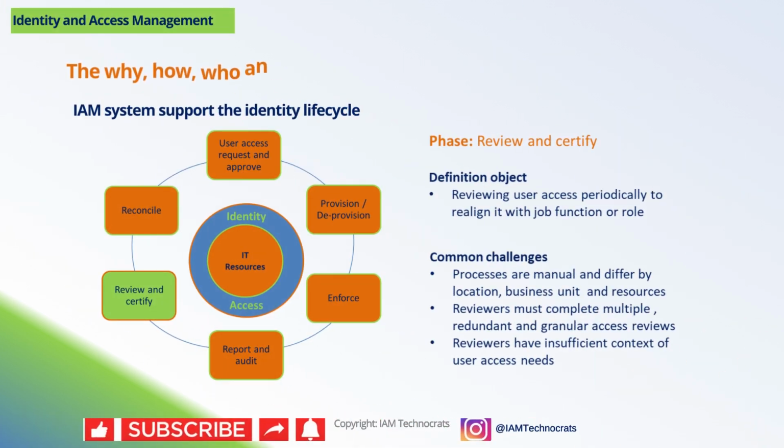Phase 5. Review and certify. Definition and objective: reviewing user access periodically to realign it with job function or role. Common challenges: processes are manual and differ by location, business unit and resources. Reviewers must complete multiple, redundant and granular access reviews. Reviewers have insufficient context of user access needs.